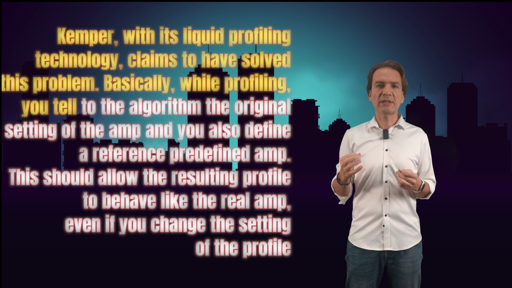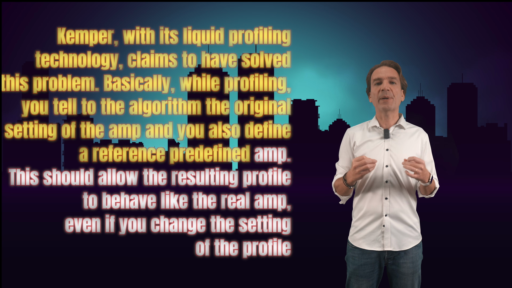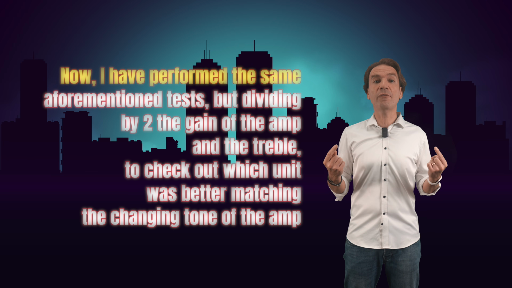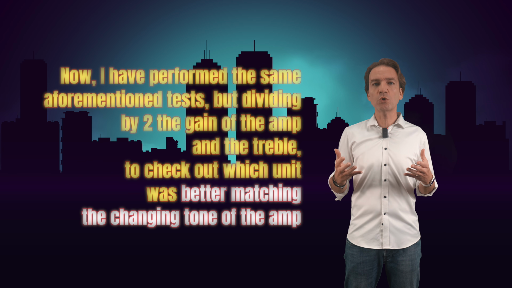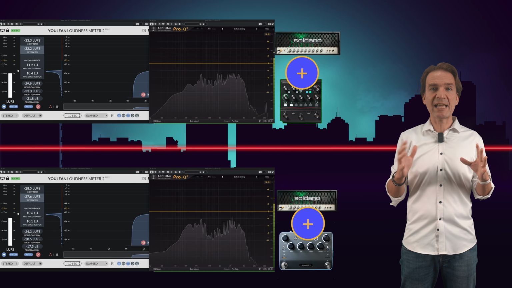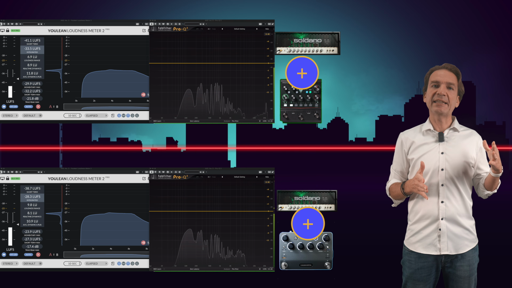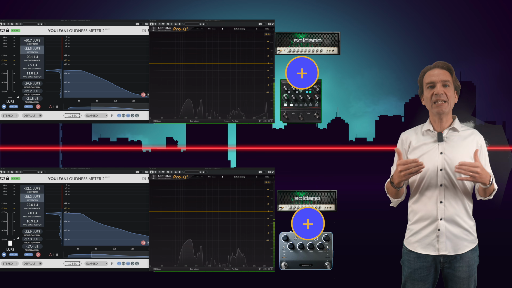Basically, while profiling, you tell to the algorithm the original settings of the amp, and you also define a reference predefined amp. This should allow the resulting profile to behave like the real amp, even if we change the setting of the profile. Now, I have performed the same aforementioned test, but dividing by 2 the gain of the amp and the treble, to check out which unit was better matching the changing tone of the amp. And now I am putting each couple, real amp and profile, in line with the other so that we can visually compare the resulting LUFS and the percentage differences, with also the graphical EQ representation of the differences between each profile and the real amp.